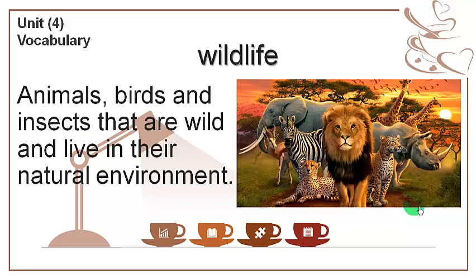Alright, what about wildlife? Wildlife is all the forms of life that are found in the wilderness, like animals, birds and insects that are wild and live in their natural environment. And environment is like the natural habitat, the place where animals live, like in the forest or in the desert and so on.